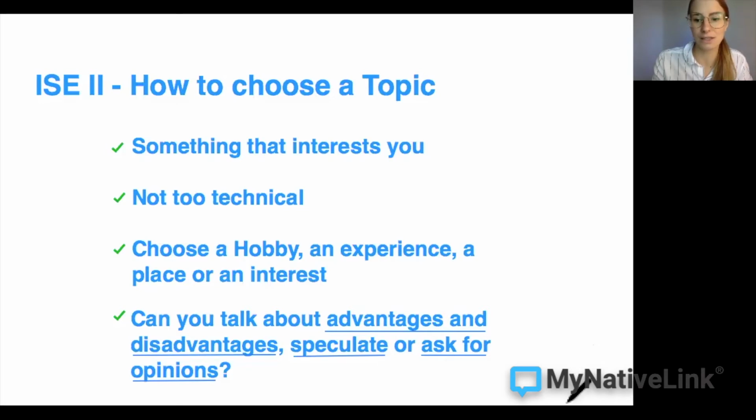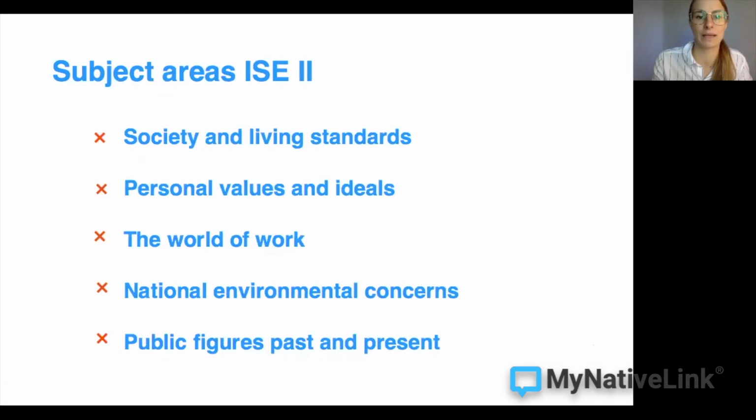The things you mustn't do when choosing your topic. You mustn't choose one of the subject areas of ISE II that you're going to use further on in your speaking exam. So don't talk about society and living standards. Don't talk about personal values and ideals, the world of work, or national environmental concerns. So don't choose something about global warming or the ecology, and don't talk about famous people. So famous figures, past and present.